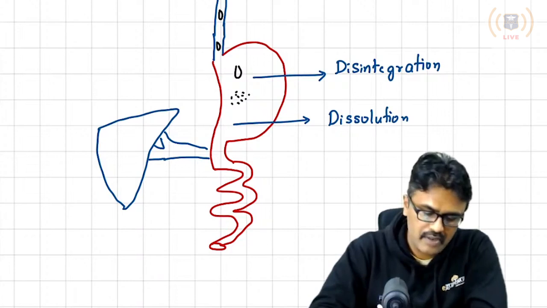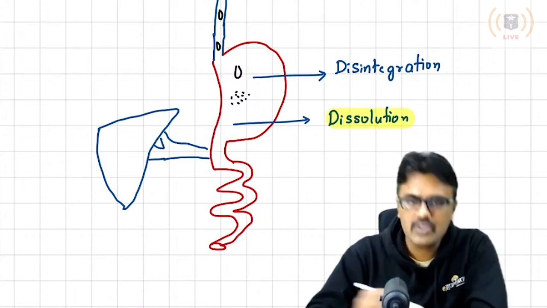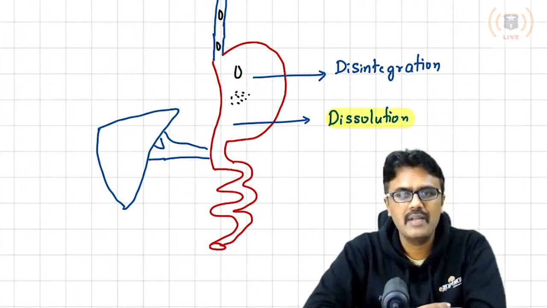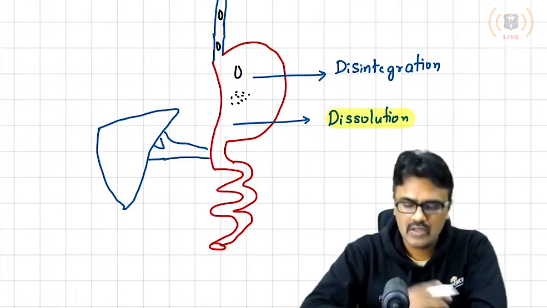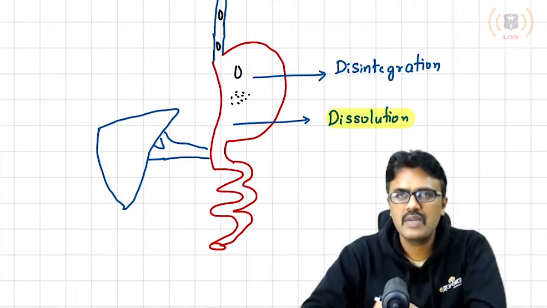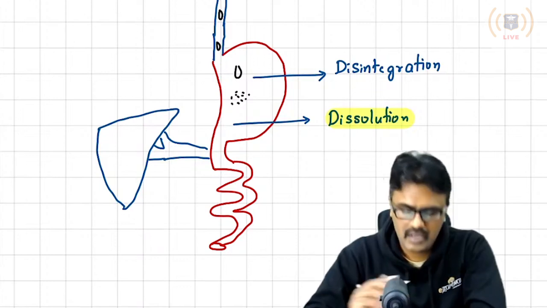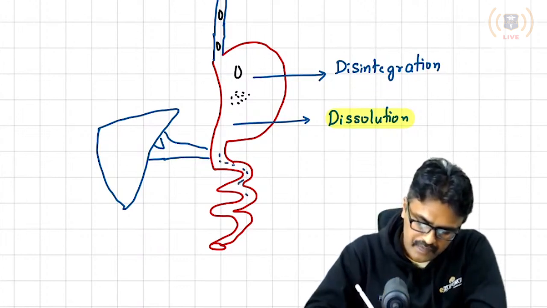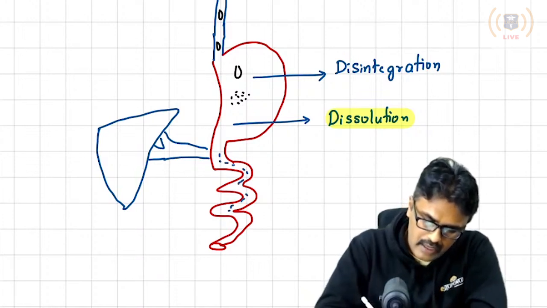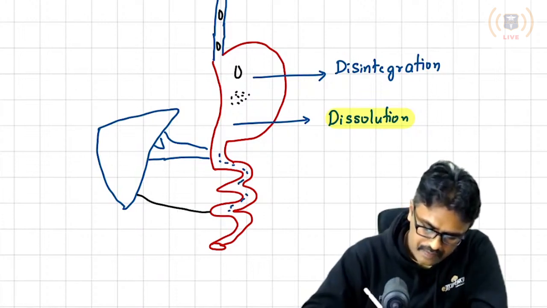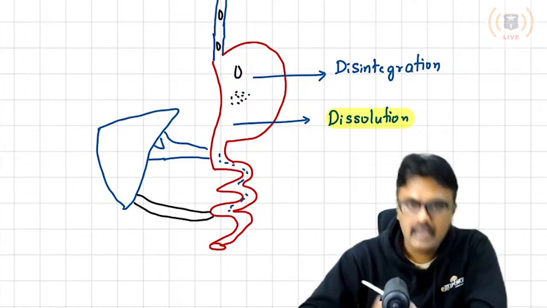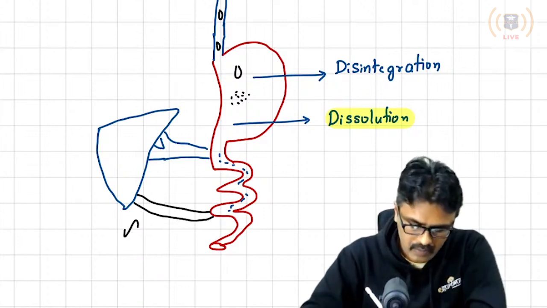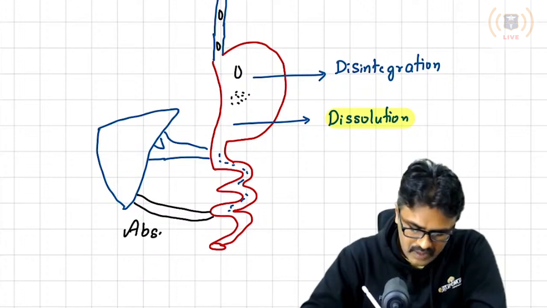So that's the reason when we are giving medicine to a baby, we use a solution, because in a baby the disintegration takes time. So we use solutions or suspensions in a baby. Now once that happens, the paracetamol comes here in the intestine. From the intestine it gets absorbed by the portal vein.